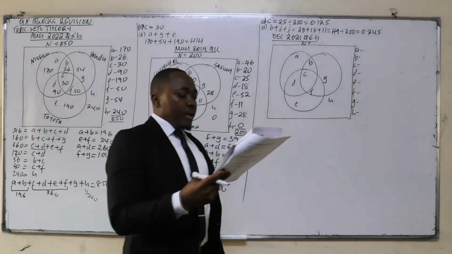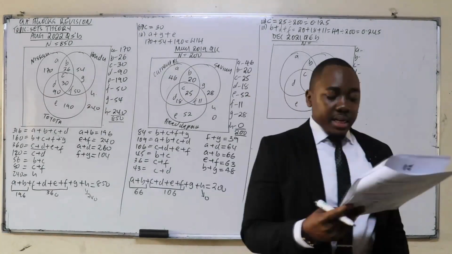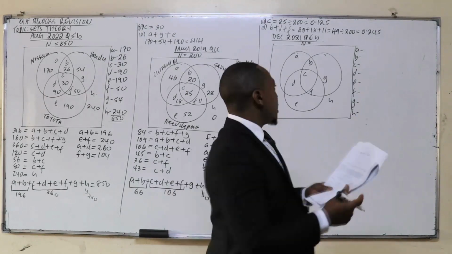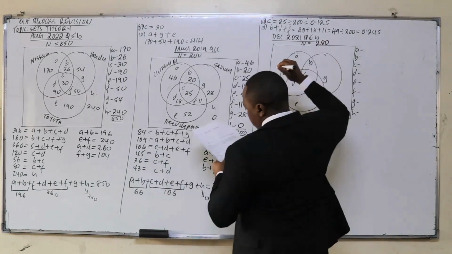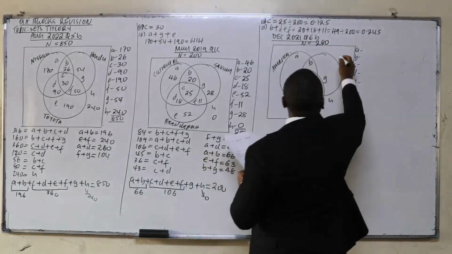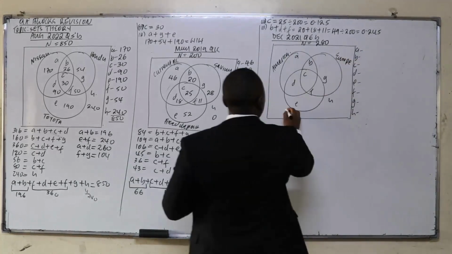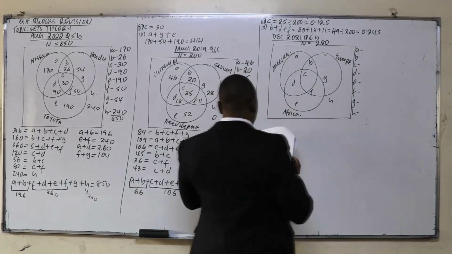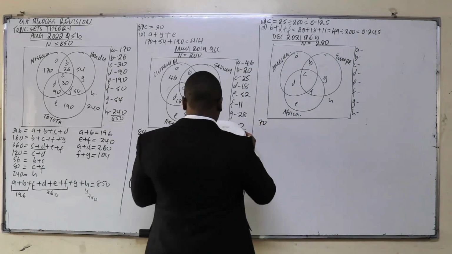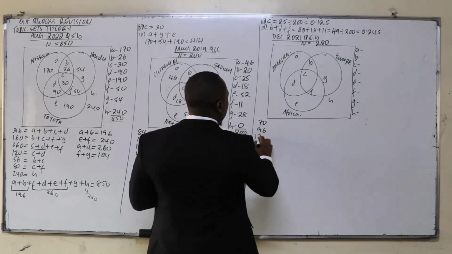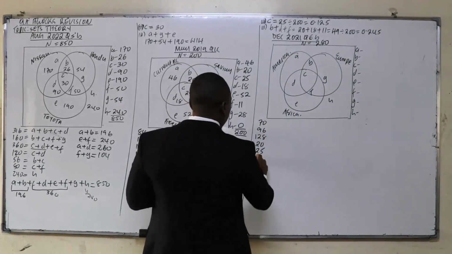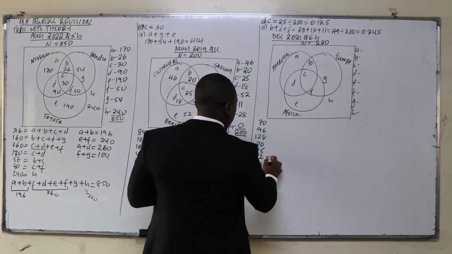Number B, a global conference on the blue economy was recently held in Kenya and was attended by 280 delegates from America, Europe, and Africa. The following information was obtained on the delegates who attended the conference: 70, 96, 128, 20, 25, 22, and 26.